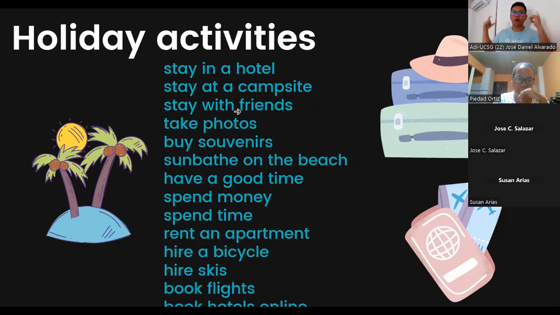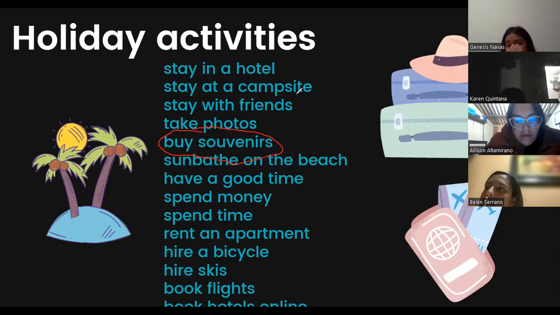Okay, take photos, you understand. And then we have buy souvenirs. Okay, ¿qué significa buy souvenirs? Comprar recuerditos. Yeah, souvenirs, okay, are those little things that you buy so that you can take to your friends or to your family. Then we have sunbathe, yeah, crafts, yeah. Sunbathe on the beach. Ayer vimos el verbo sunbathe. ¿Qué es sunbathe? Tomar sol. Tomar el sol, very good.